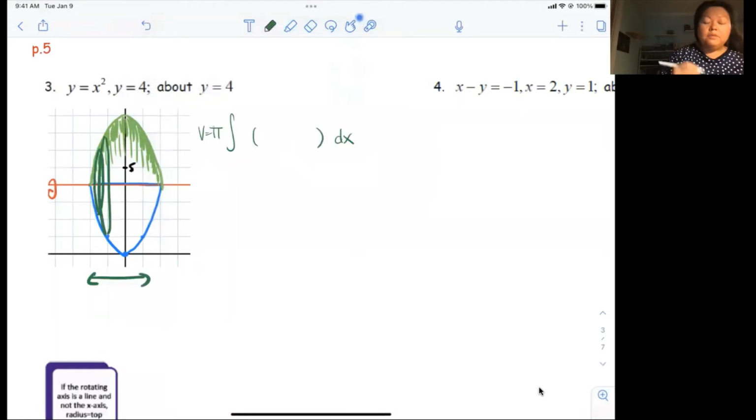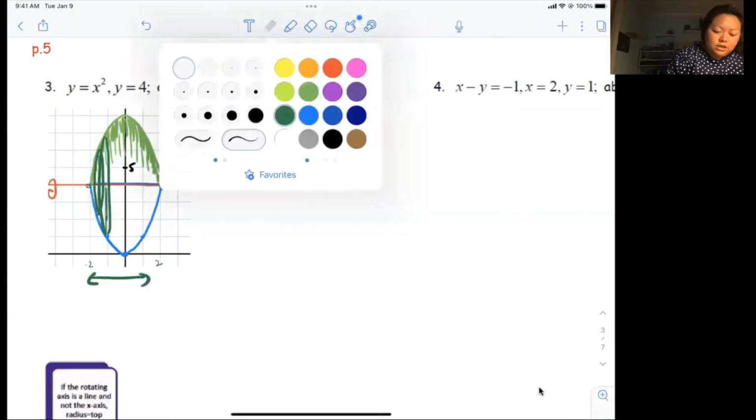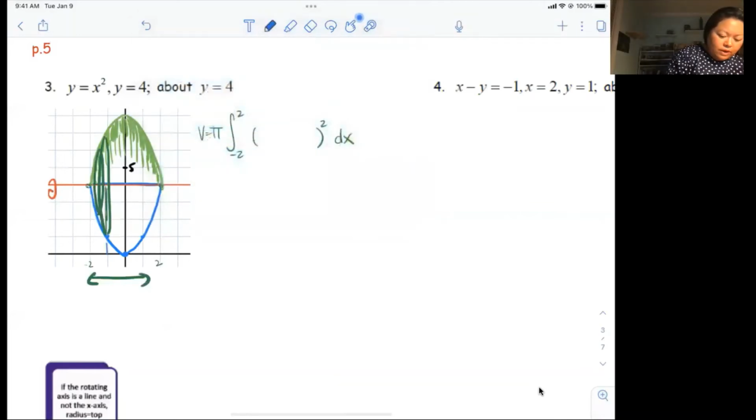Secondly, where is it for my interval? Well, it started at -2 to +2 on my x-axis, so -2 to +2, and then my radius squared. So the most important thing is, what is my radius? Well, the radius is this line right here, right? Now that distance is not given by the function. The function gives me this value right here, because your y value is only up to that point right here. But I want this distance right here. So what is that distance?